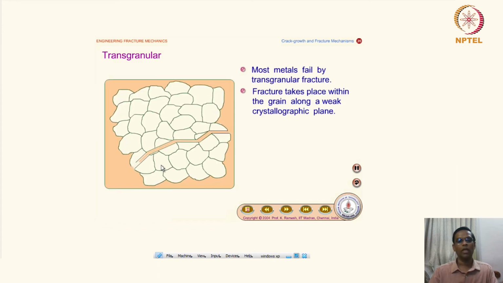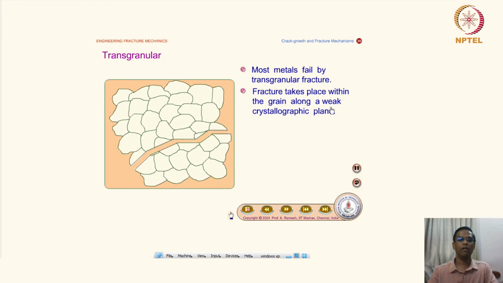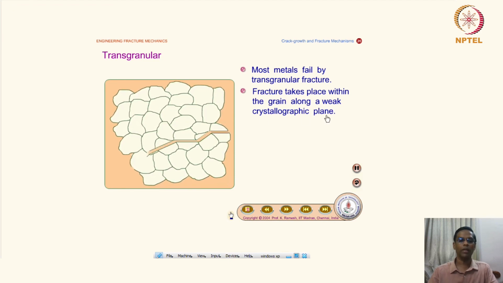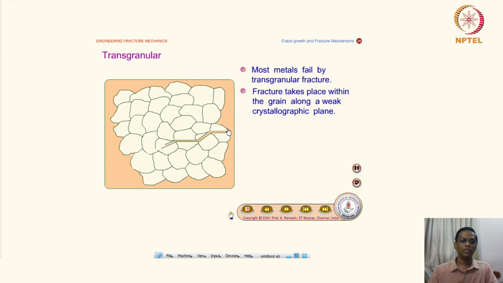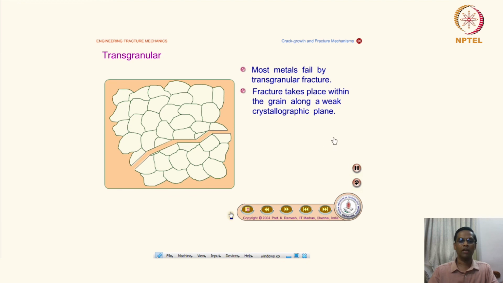So there is transgranular fracture. That means most metals fail by transgranular fracture. Fracture takes place within the grain along weak crystallographic planes. So all the grains are just cut through by transgranular fracture.